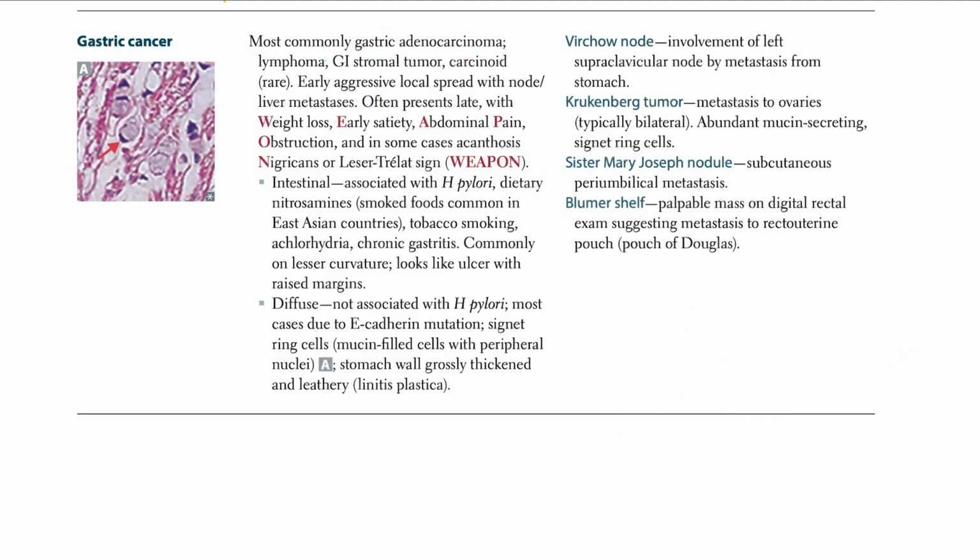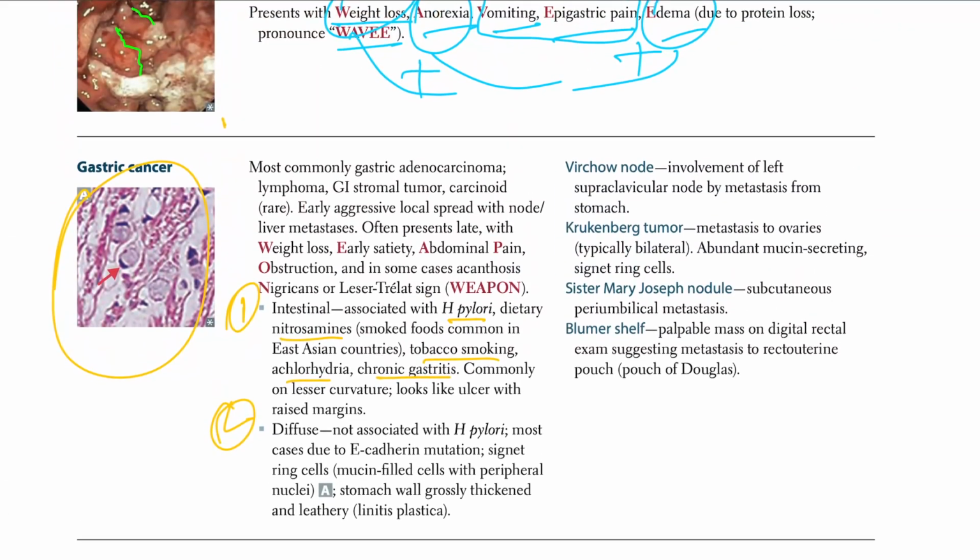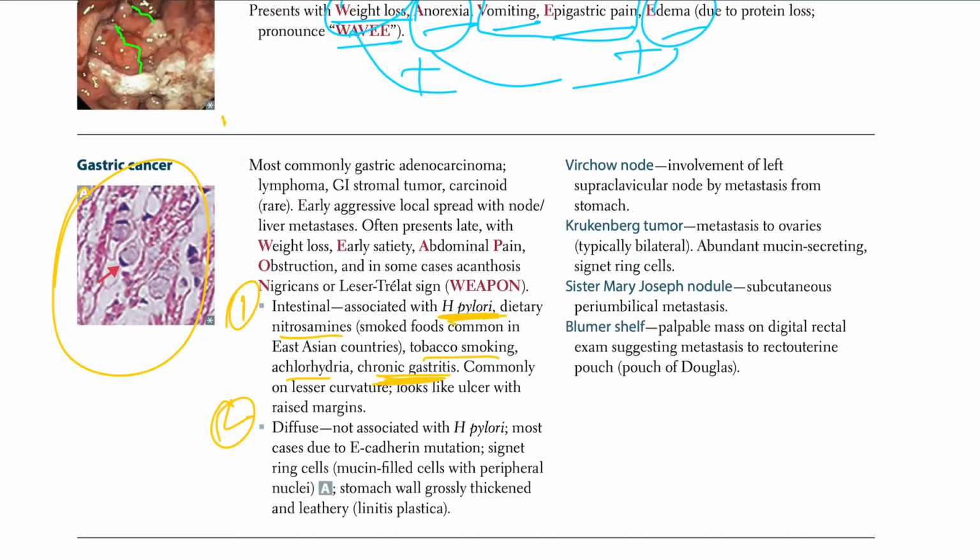But again, they will give you some histo. So let's talk about that. You have two types. One is intestinal and second is diffuse. Intestinal is associated with H. pylori, dietary nitrosamines, smoked food, common in East Asian countries, tobacco smoking, achlorhydria, chronic gastritis. It commonly involves the lesser curvature, looks like an ulcer with raised margins. Again, an ulcer with heaped up, raised or irregular margins should raise suspicion for cancer.